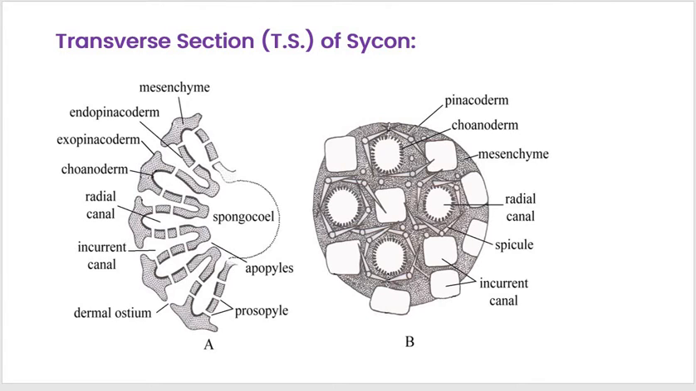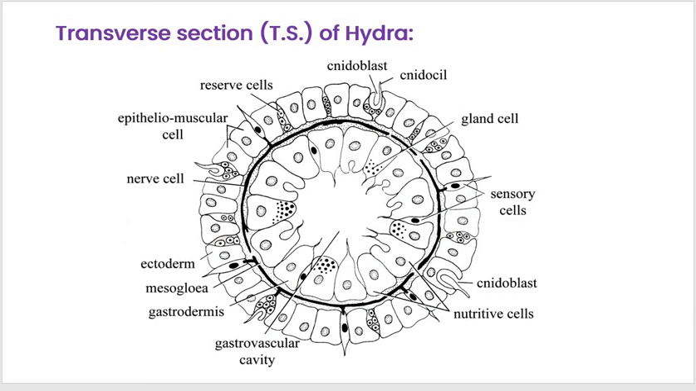Okay, now after that, the next section, transverse section of hydra, TS of hydra. Here in the transverse section of hydra, the body shows a central cavity. You can see in the diagram a central cavity or coelenteron, which is referred to as the gastrovascular cavity, and such a gastrovascular cavity gets surrounded by the body wall.